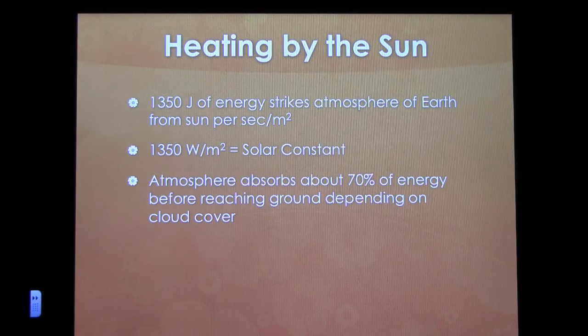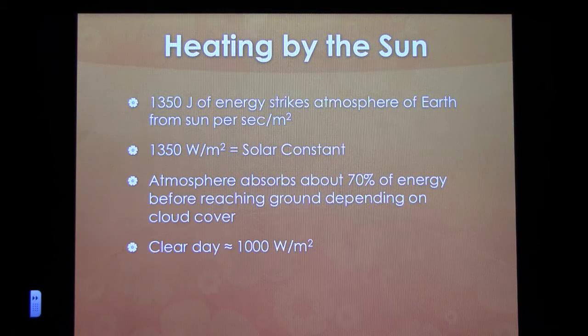However, the atmosphere absorbs about 30% of the energy from the sun before it reaches the ground, depending on cloud cover. For all of our calculations, we will use a value of 1,000 watts per meter squared, which refers to the amount of energy that strikes the Earth's surface on a clear day.